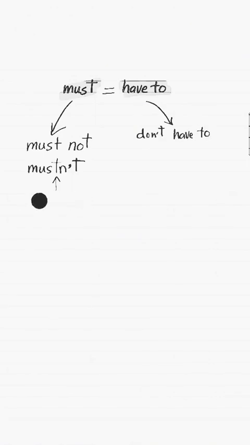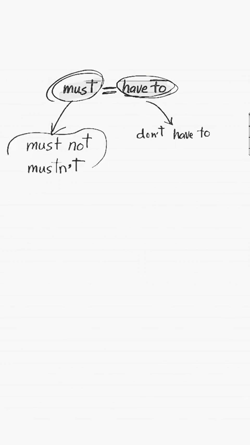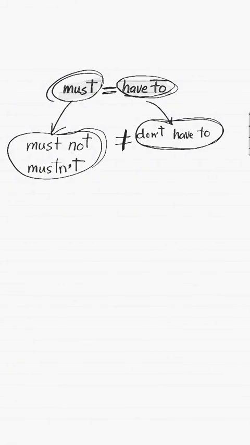Okay, a big question here. Teacher, you said that must equals have to. They have the same meaning, right? Does that mean must not or mustn't equals don't have to in meaning? Do they have the same meaning too? Absolutely not. They're not the same, guys. Mustn't means not allowed, but don't have to means not necessary.